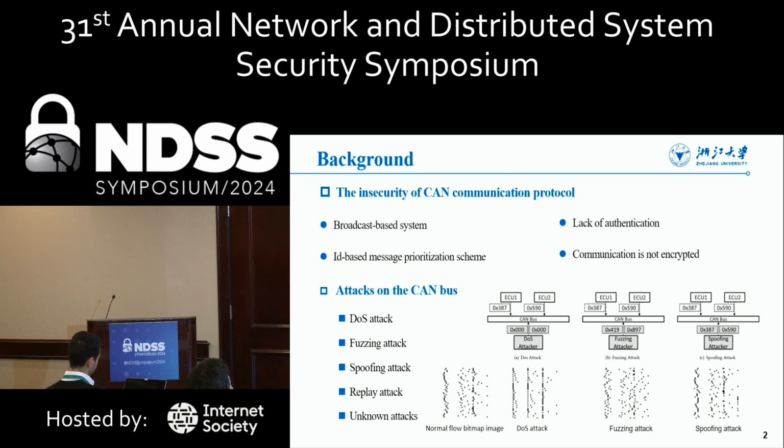As shown in the bottom right corner of the slide, normal traffic flow and various types of attack traffic, such as DoS, fuzzing, spoofing, exhibit different patterns on a bitmap. This implies that we can extract patterns from bitmaps for anomaly detection.